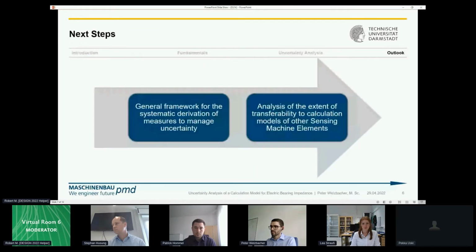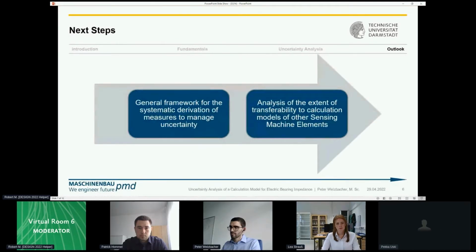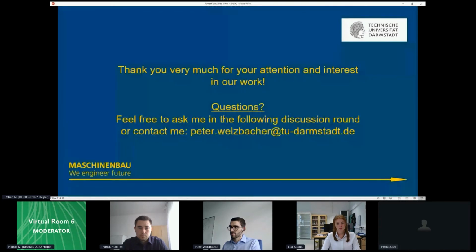Let me end my presentation with a brief outlook. In the next step, the development of a general framework for the systematic derivation of measures to manage uncertainty is targeted. In this context, it is conceivable to use the valuations previously assigned to each uncertainty as a starting point for the derivation of effective measures for their elimination or reduction. Subsequently, an analysis is planned to investigate the extent of transferability of the adapted approach to calculation models of other sensing machine elements. This brings me to the end of my short presentation.